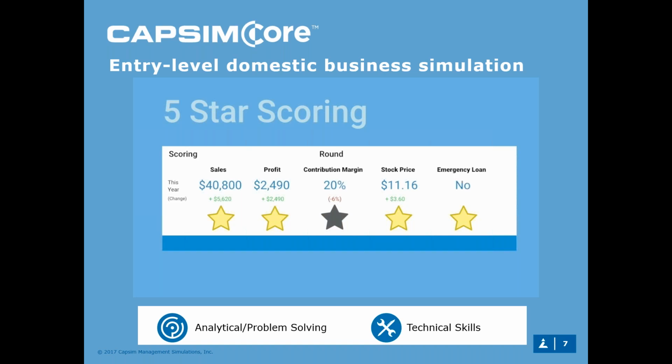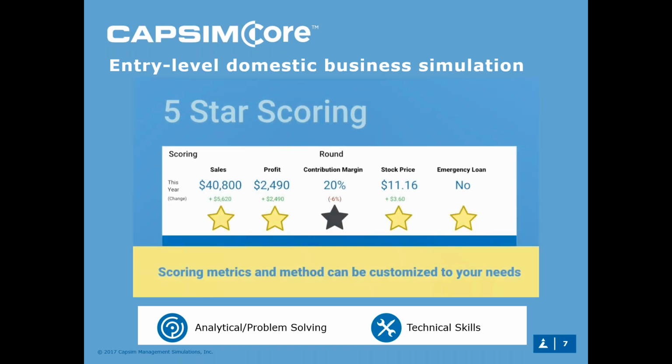But in regards to that 5th star, students must be able to raise enough capital to get their company through the year. And if they don't, they're going to go ahead and receive an emergency loan, and they'll lose a star for that round. But in the event that you don't like this type of scoring setup, we're more than happy to help you customize these metrics to better suit your class.